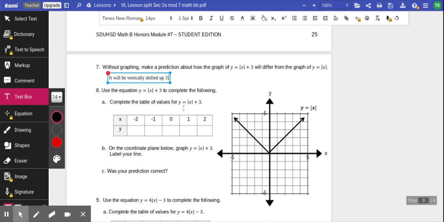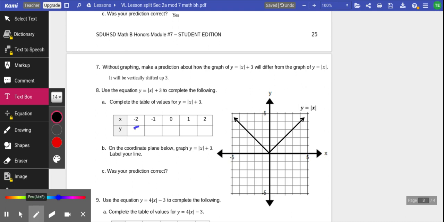Okay, so here we're going to double check it. -2, absolute value of -2 is 2, and I add 3, and now I'm at 5. The absolute value of -1 is 1. 1 plus 3 is 4. The absolute value of 0 is 0. 0 plus 3 is 3. The absolute value of 1 is 1. 1 plus 3 is 4. The absolute value of 2 is 2. 2 plus 3 is 5.